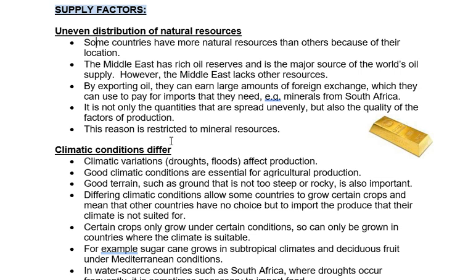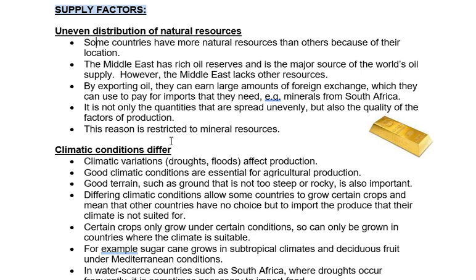An example of that is the Middle East, which has rich oil reserves. They're the major source of the world's oil supply. The majority of the world's oil reserves can be found in the Middle East. That is why they also manipulate the oil price through OPEC. But there are other resources that they don't have. In South Africa, for example, we have a lot of gold. We are the number one gold supplier in the world. So South Africa has gold that other countries might not have.